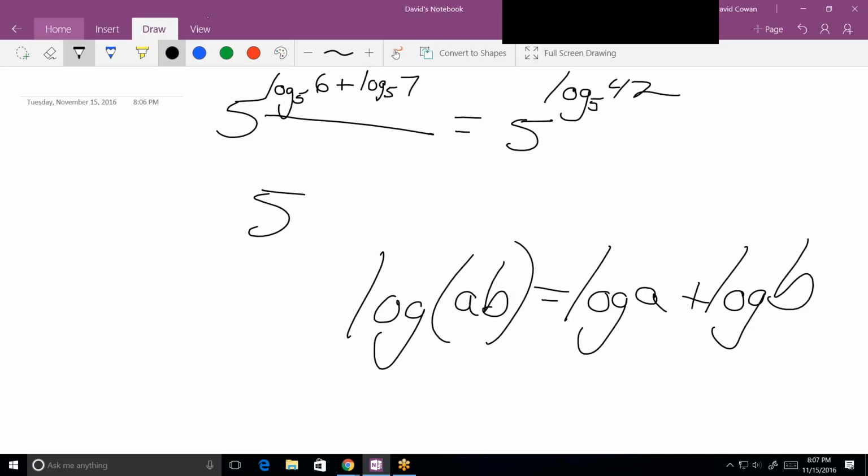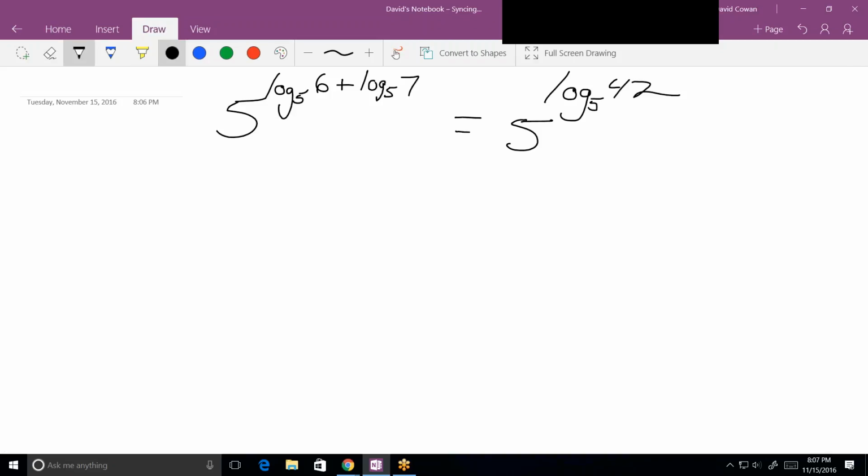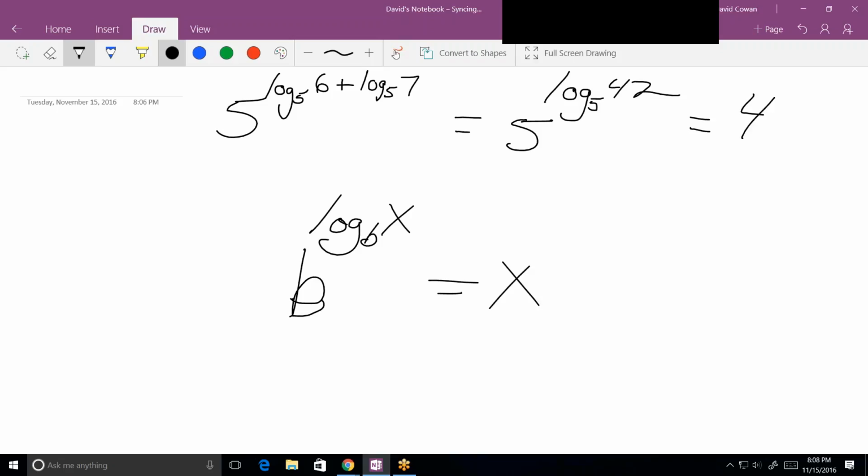Okay, you with me? Oh, yes. Okay, now there's also a log property that says if I have b raised to the log base b of x, that's equal to x, always. So this is equal to 42. In other words, that part of it basically cancels out and you're left with whatever else you have.